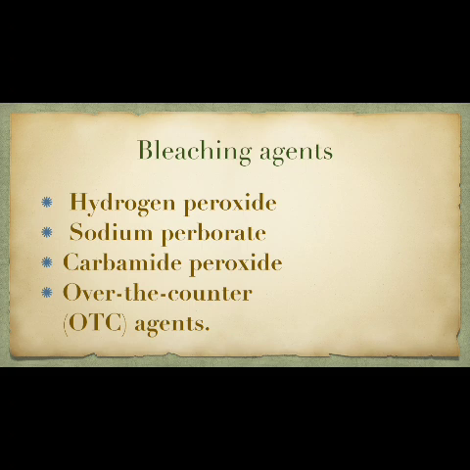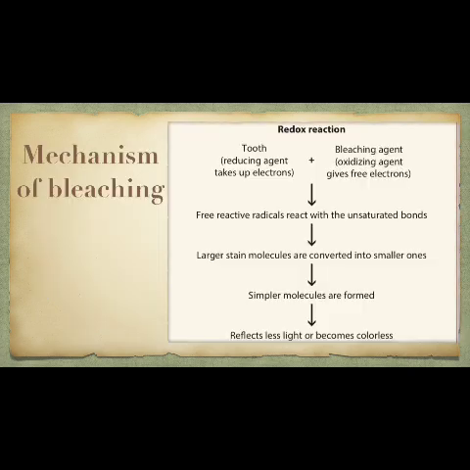Then let's talk about bleaching agents. There are four commonly used bleaching agents. First one is hydrogen peroxide, then sodium perborate, carbamide peroxide, then OTC agents, which stands for over the counter agents. How can we bleach discolored teeth?